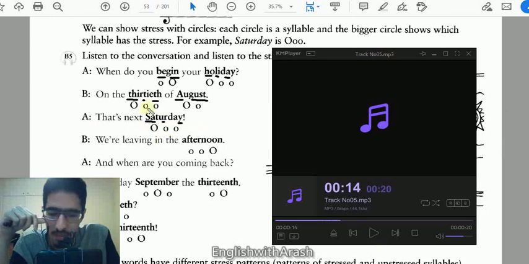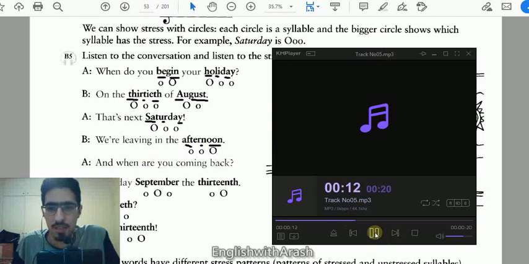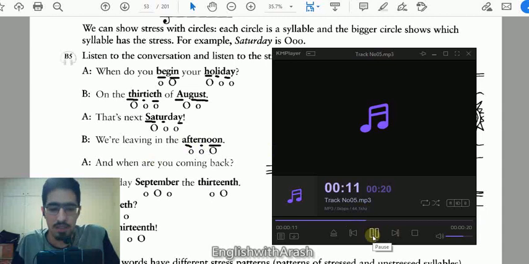So again, you see this part is louder. Saturday. That's next Saturday. That's next Saturday. It says we're leaving in the afternoon. Afternoon. Listen. We're leaving in the afternoon. We're leaving in the afternoon.